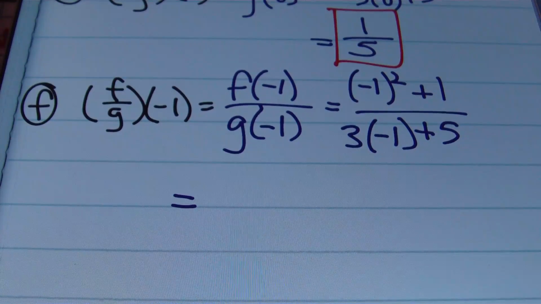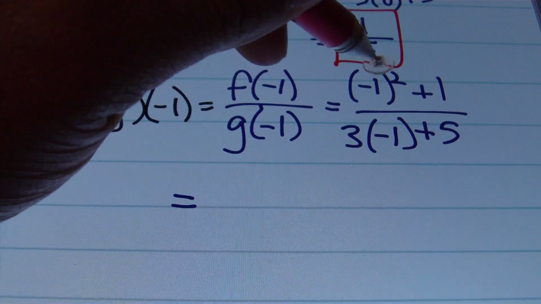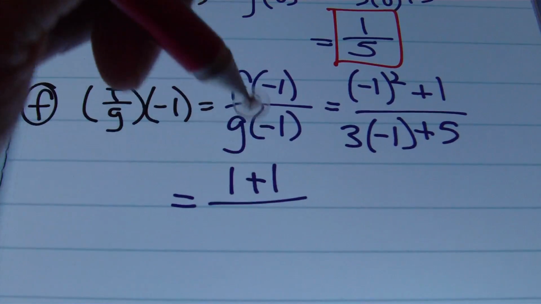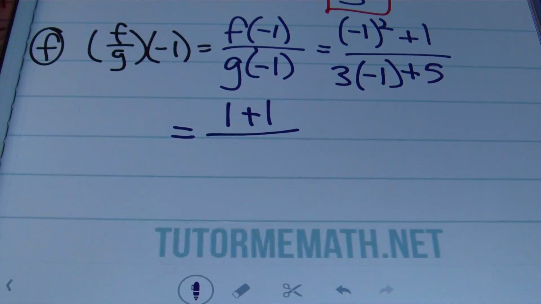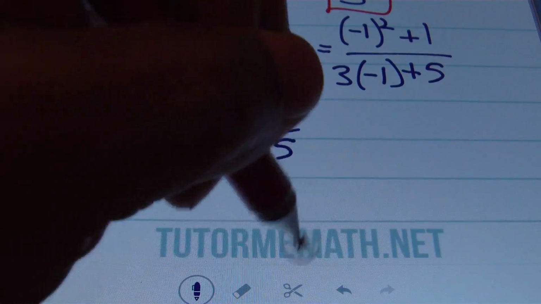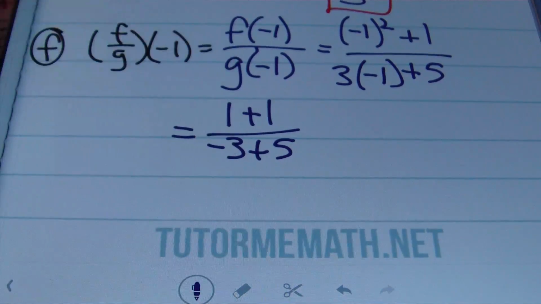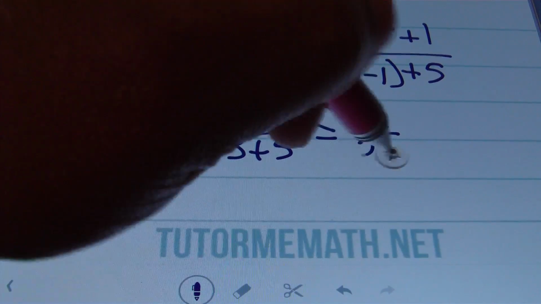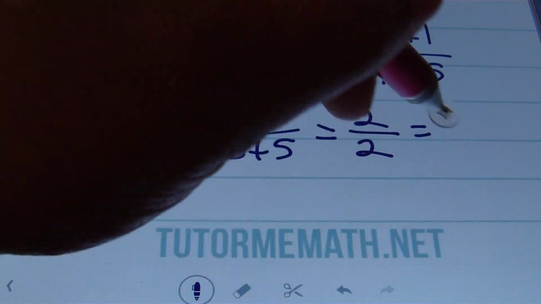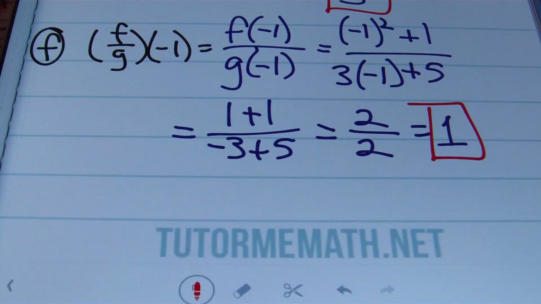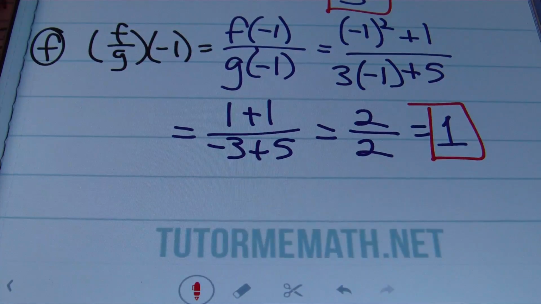Now let's simplify. -1 squared means -1 times -1, which is 1, plus 1 in the numerator, over 3 times -1, which is -3, plus 5. We'll end up with 2 over 2. So our answer is 1.